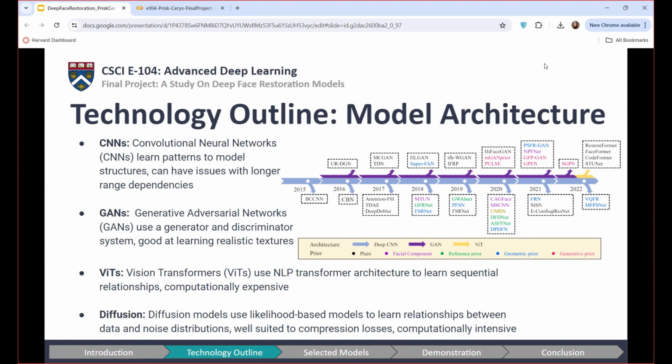Diffusion models are the latest addition to deep face restoration. They use a class of likelihood-based models that learn the reverse process of well-defined stochastic processes. Information is progressively removed to allow the model to simplify the target distribution as a simple Gaussian distribution. They then use the reverse process to generate data from a given distribution. The combination of forward and reverse diffusion to learn the relationships between the data and corresponding noise distributions means these models are well suited to restoration issues where information is missing due to compression losses. They can provide very high quality outputs, but are very computationally intensive and difficult to train.